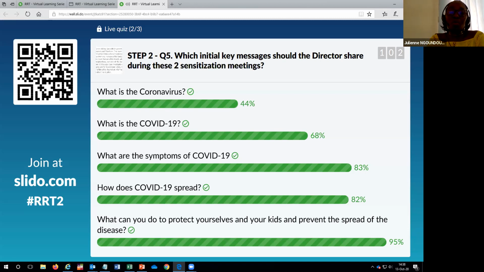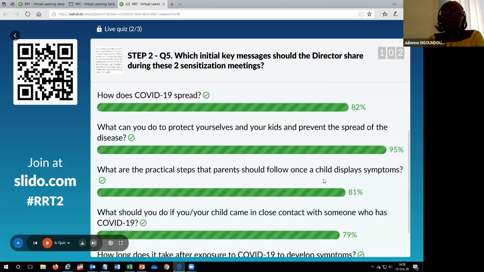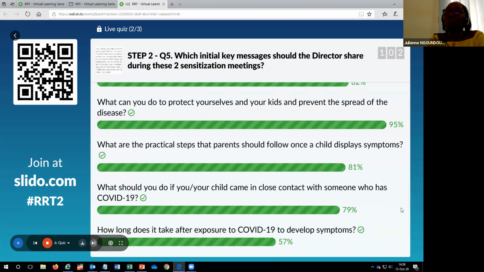They will like also to know what are the practical steps that parents should follow once a child displays symptoms. Exactly, yeah. When the child displays symptoms. They would also like to know the key message. One of the key messages can be, what should you do if you or your child came in close contact with someone who has COVID-19?